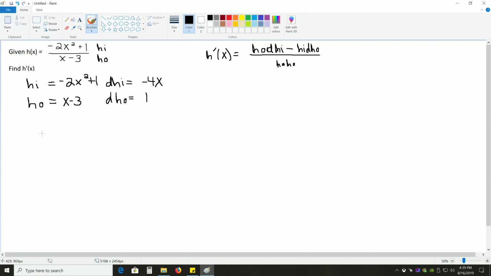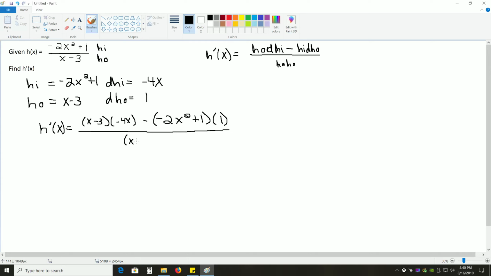Now we can plug all of this into our formula. We have h prime of x is equal to ho d hi. So ho we said is x minus 3. D hi is negative 4x, minus hi d ho. Hi we said is negative 2x squared plus 1, d ho we said is just 1. And that's all over ho ho. So x minus 3 times x minus 3.